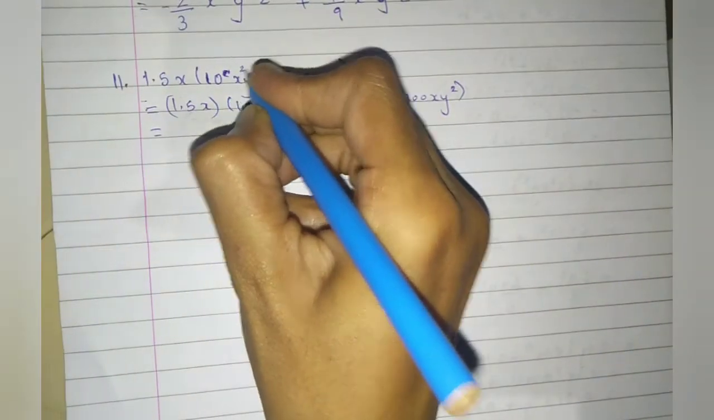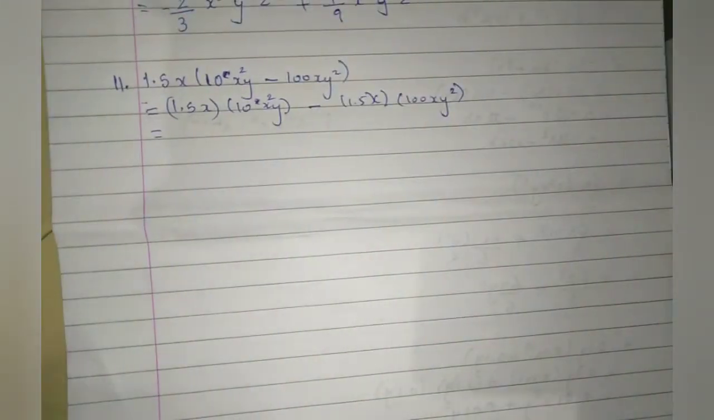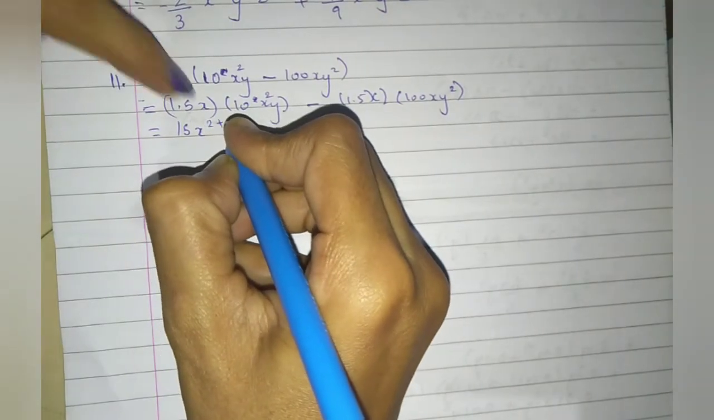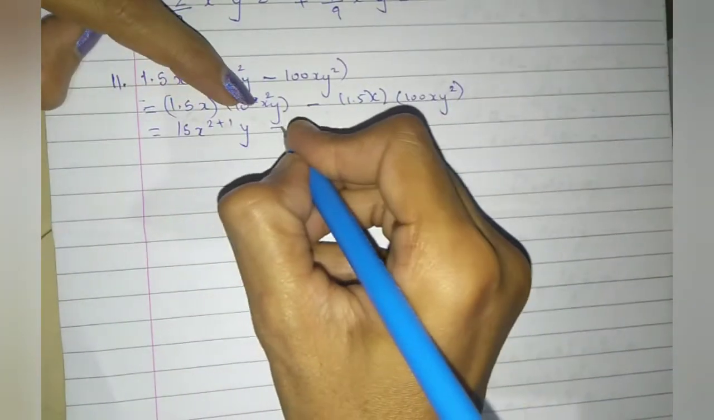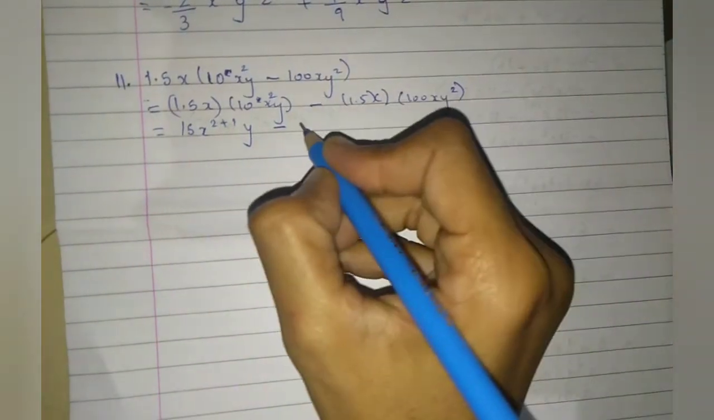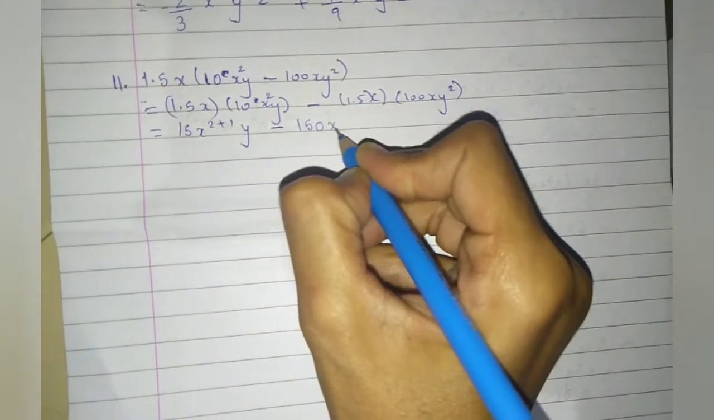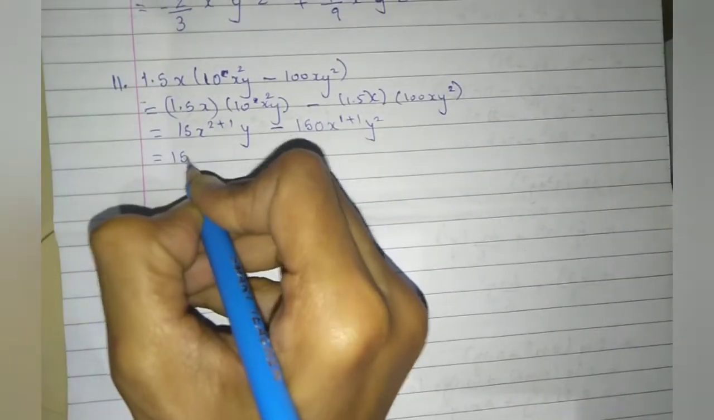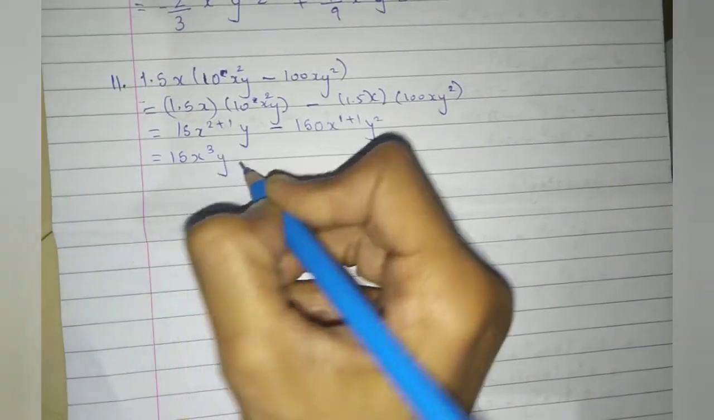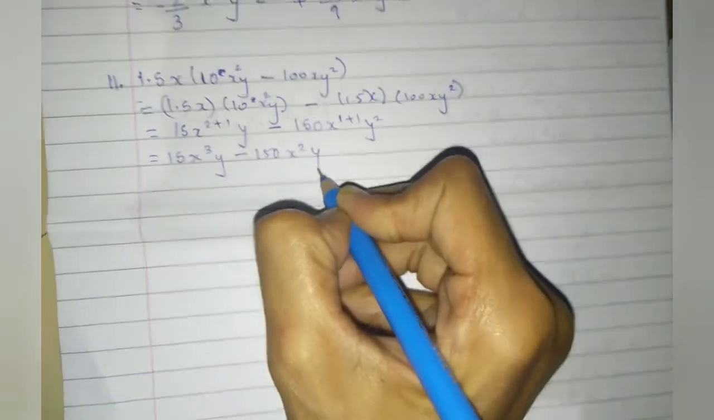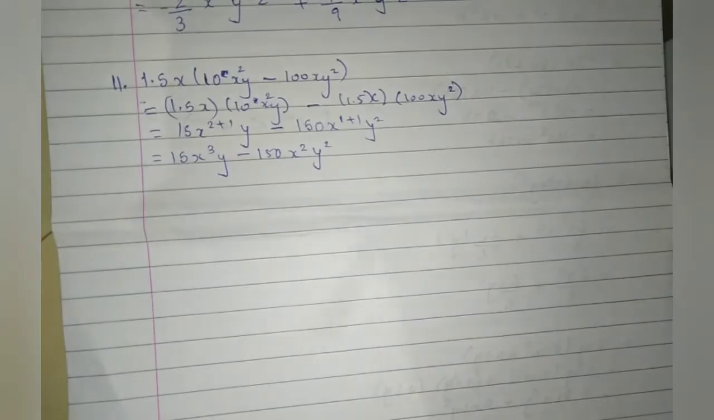Here it is x². Okay. Now 1.5 into 10 is 15, x raised to 2 plus 1, y, minus 1.5 into 100 is 150, x raised to 1 plus 1, y². So it is equal to 15x³y minus 150x²y² is the answer.